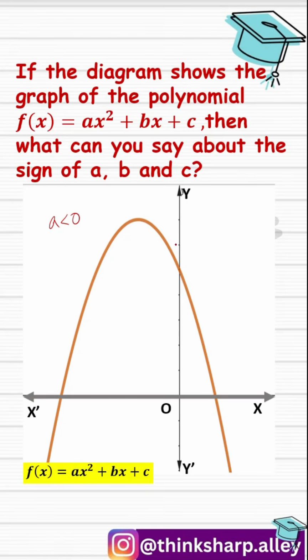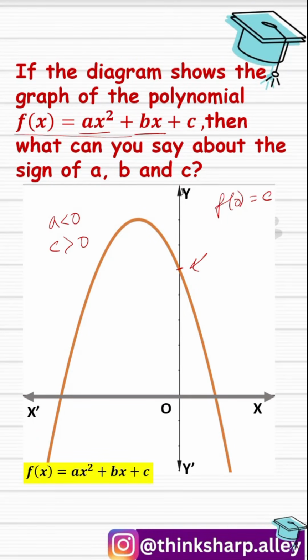Now, let's check the y-intercept. Where does the graph cut the y-axis? Here. That means above the x-axis, which means c is greater than 0. Because if you put x equal to 0 in the function, f(0) is equal to c, because the first two terms vanish.